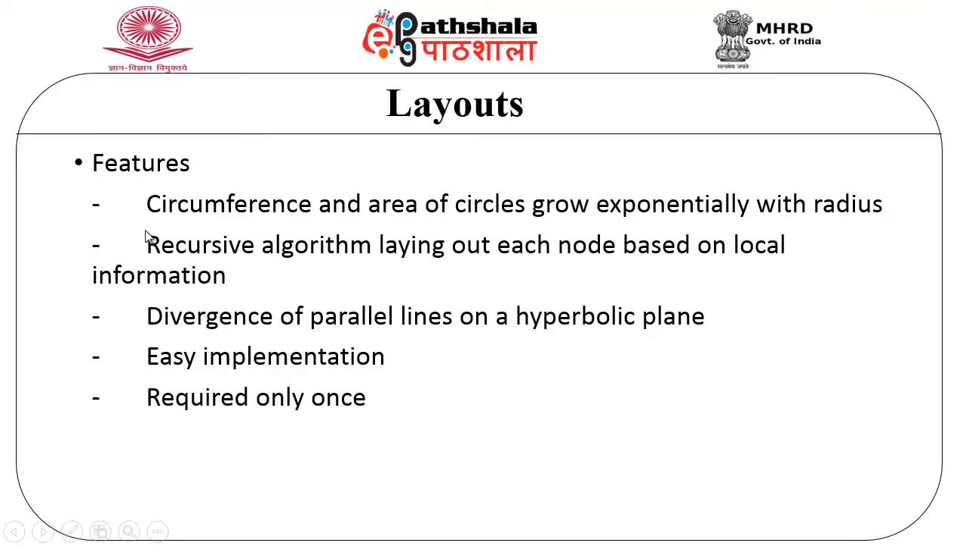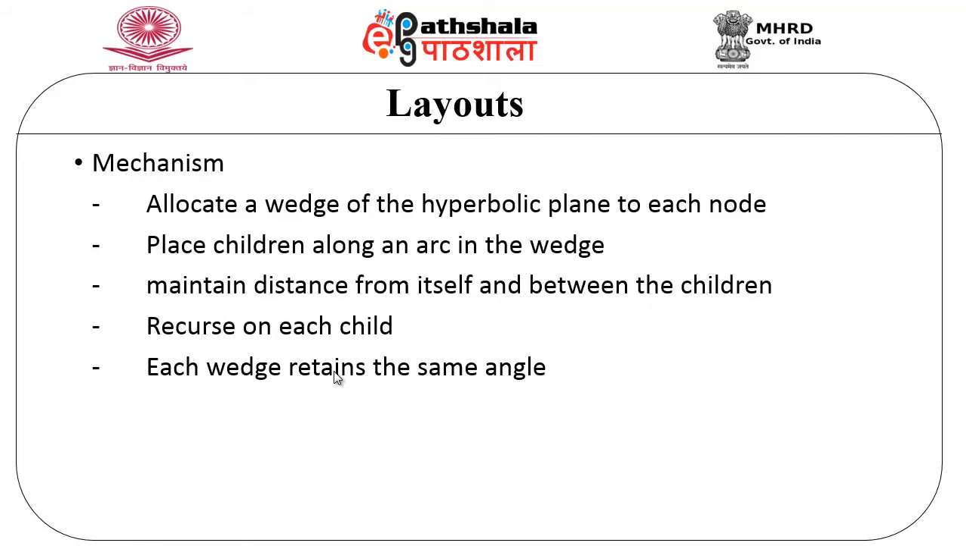The first issue is the layout. If you look at the layout, the features are the circumference and area of the circle grow exponentially with respect to the radius. There is a recursive algorithm laying out each node based on the local information, and there is divergence of parallel lines on a hyperbolic plane. It is an easy implementation and it is required only once.